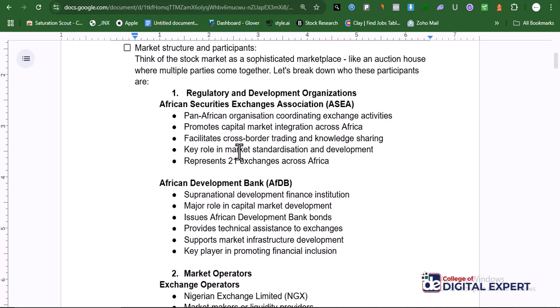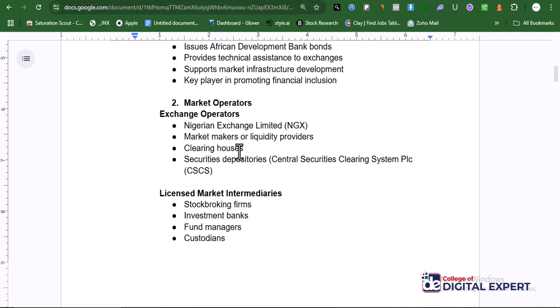Also, number 2, we have the market operators. When we talk about market operators, we want to talk about the Nigerian Exchange Limited. Previously we called it the NSE, the Nigerian Stock Exchange, but other countries also use this name. This caused a lot of mix-up, so they made a switch with their name. Now we have it as the Nigerian Exchange Limited, NGX.